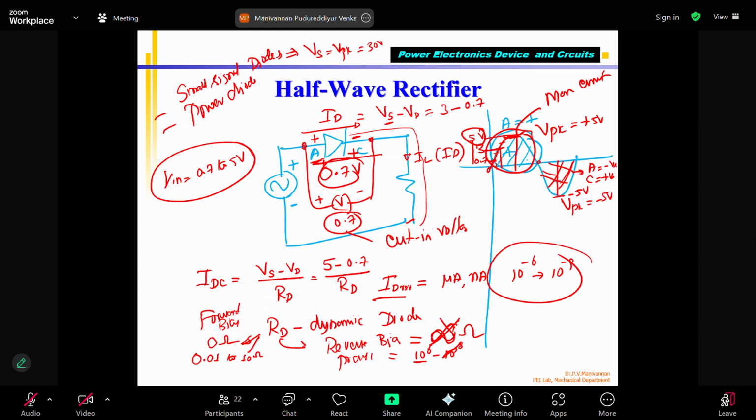Current will be in the order of milliamps, less than 1 amp or something. Okay, that is small signals. Power means, I told you, voltage can be greater than 50 volts, even up to 5,000 volts. That is a high voltage.